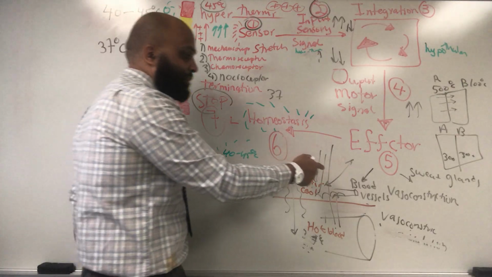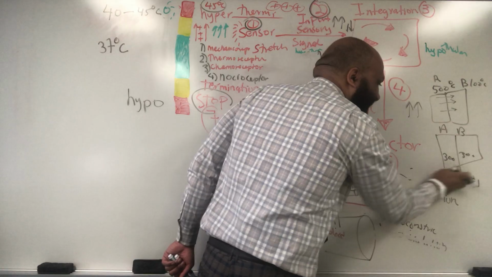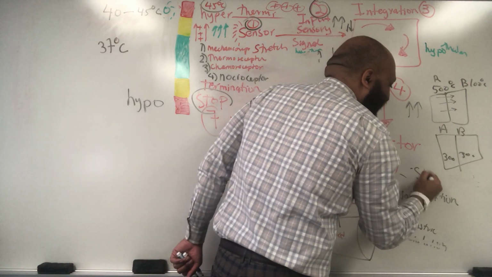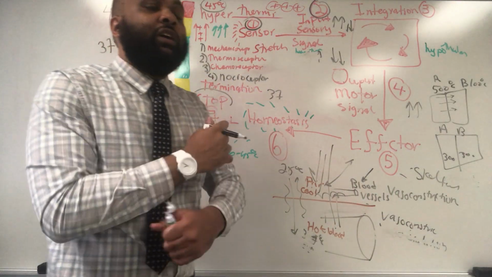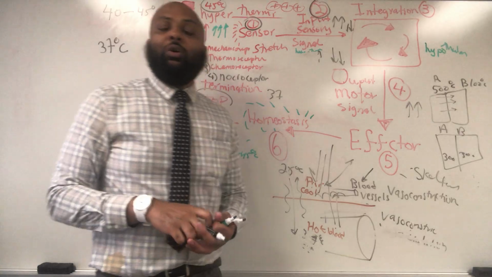That's the first effector. Who's the second effector? Sweat glands? No, it's the skeletal muscles. So the skeletal muscles are going to start to shiver. You're going to start shivering.